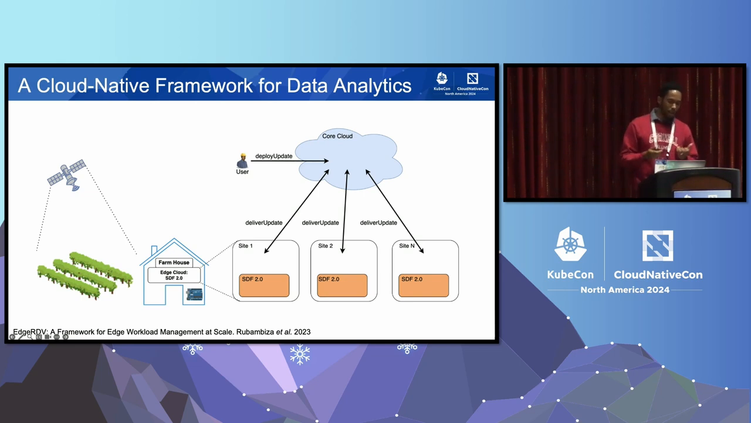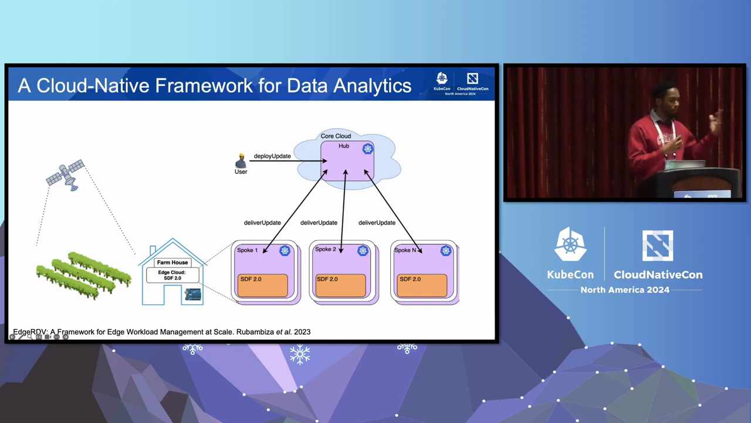Now, to deploy the software-defined farm on all of those locations, we're going to do it from a central location that we call the core cloud, shown here in blue. To do the deployments, we use a hub and spoke model. The hub and spoke model is quite common in edge workload management, and we built on it in the paper that we published. In this case, the hub is a centralized manager in the core cloud, and the spokes that you see at the farms represent the edge clusters. The hub is in charge of delivering the software-defined farm updates to the spokes. The spokes at the bottom are going to be managed in the hub by Kubernetes.